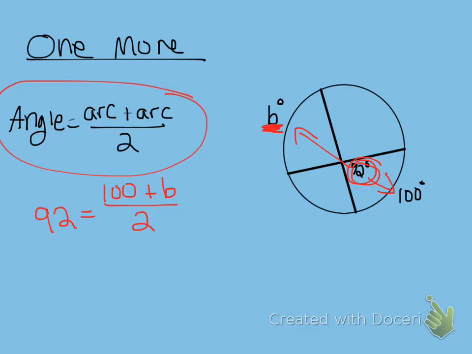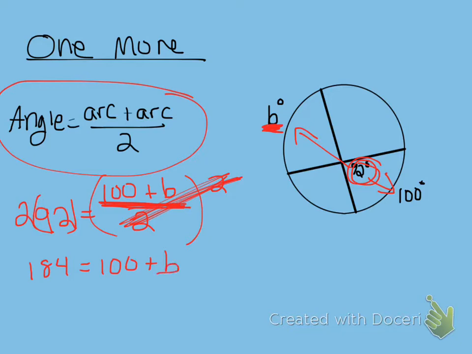Now, I hope you remember how to solve these from back in doing algebra. We got to get the 2 out from underneath the fraction first. So since everything's dividing by 2, we're going to multiply both sides times 2. And that gives me a cross out here. So I now have 184 equals 100 plus B. Subtract 100 from both sides. And that gives me 84 equals B. So my answer is that my arc is 84 degrees.